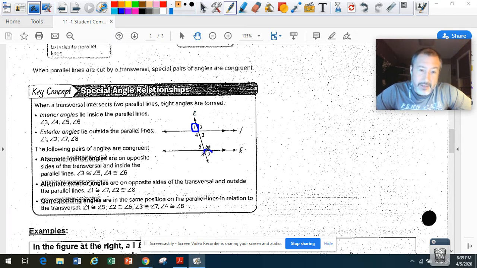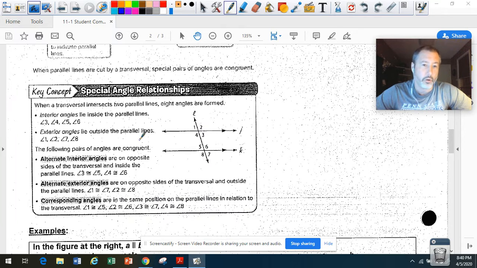That would be 7 here. As you see, they sort of go on a diagonal. That means that angle 1 is congruent with angle 7. Let's move on to angle 2. Angle 2 is going to be congruent to angle 8, because they are exterior and they alternate across the transversal, so they are congruent also. So angle 2 is congruent to angle 8.